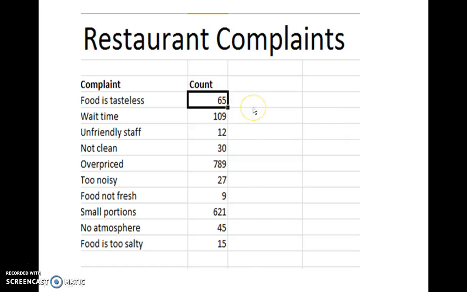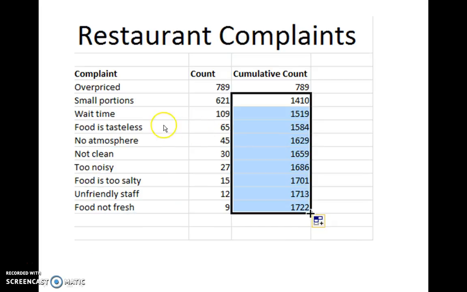Let us take one of the problems normally occurring in a restaurant. These are the complaints the restaurant people receive every time. It may be that the food is tasteless, waiting time, like that. The count is made like this. After that we can use the Pareto chart by calculating like this.